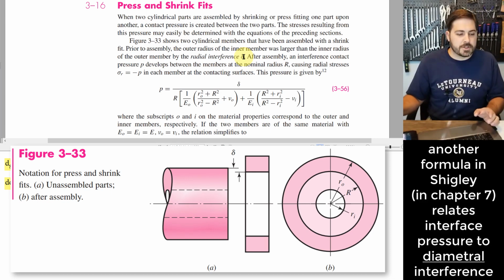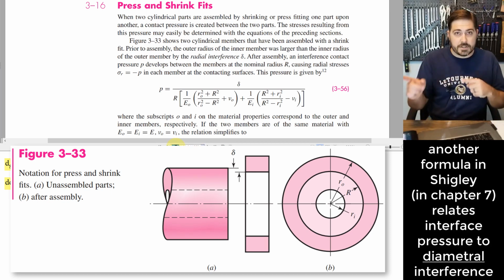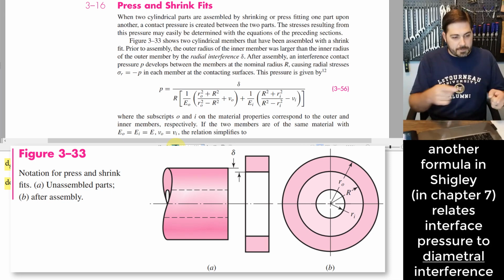And before I go too much further here, I want to show you that there is another section of this same textbook that talks about these press fits. I'm going to show you this section because the equation that they show in that segment is a little bit different than this one.